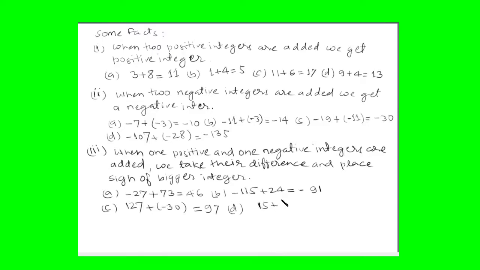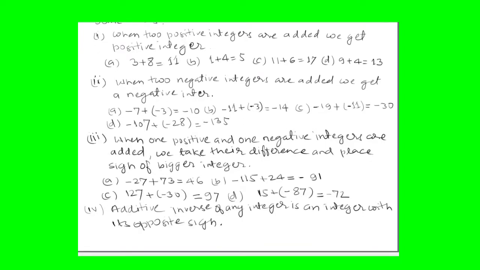15 plus minus 87 is equal to minus 72. Here 15 is a positive integer, minus 87 is a negative integer, and when we add them, we have to take the difference of these two. What we get is minus 72, and this 72 has the negative sign because 87 is bigger between 15 and 87, and the sign of 87 is negative, so the sign of 72 is also negative.